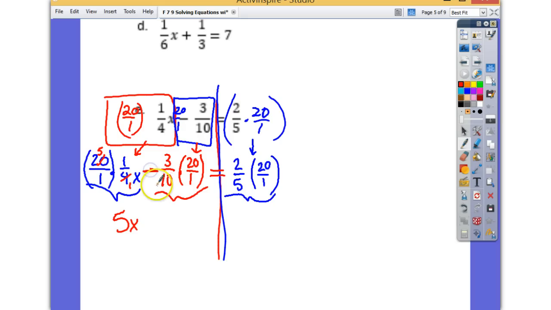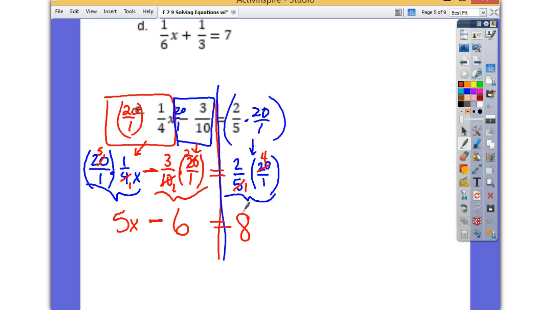Now this is a minus times a positive, so it's still a negative 6. And that turns into 6, because 10 goes into here once, twice, 3 times 2, 6 over 1, so just a plain old 6, equals 8. Everybody agree? 5 goes into here 1, 4, or 80 over 5, which equals 8.